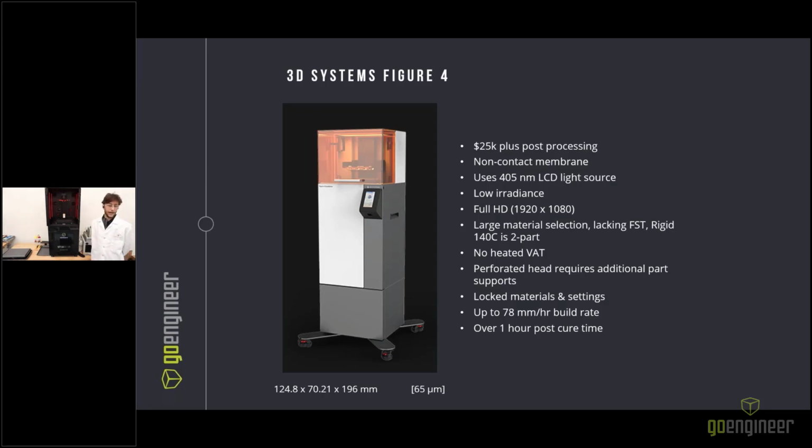There is no heated vat, and while they do offer a robust amount of materials, there is no FST certified material, and the material with the highest HDT is a two-part resin. The perforated head means you don't print parts directly on the platen. Instead, you have them sitting up. It also has more support involved.